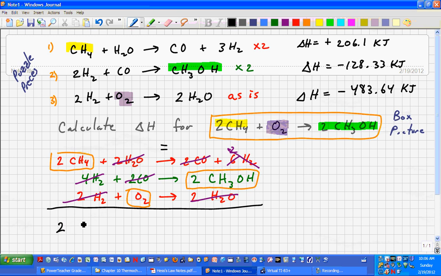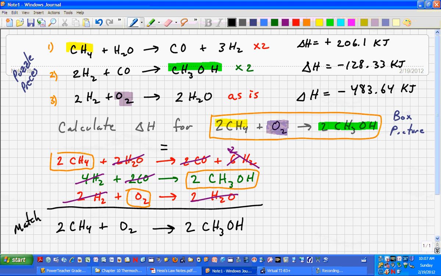So let me just bring all that down. I wind up with 2CH4 plus oxygen produces 2CH3OH, a match with my box picture. So it matches. So now I can go ahead and do the same thing to the delta H's that I did to the equations, and I can come up with my delta H for this overall reaction from this series of steps.